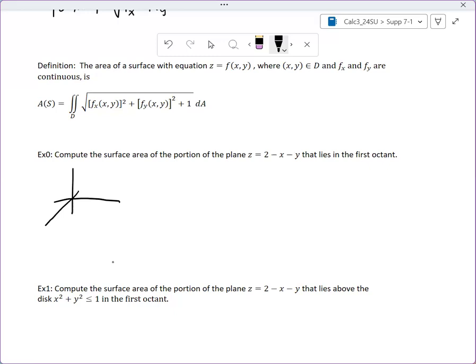Okay, so I see whenever x and y are 0, z is 2. When x and z are 0, y has to be 2. And when y and z are 0, x has to be 2. So this is my plane.